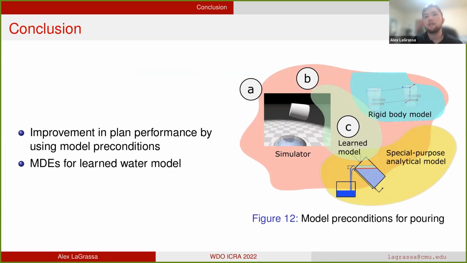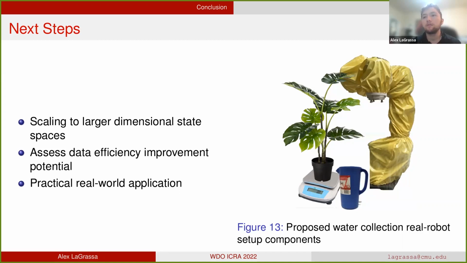Our next steps are to scale to larger dimensional state spaces, which are important for representing many deformable objects, and to assess the ability for this approach to improve data efficiency over existing methods, especially over predicting error in state space. We also anticipate many challenges in applying this to the real world, as data is much more expensive and the state is difficult to observe.